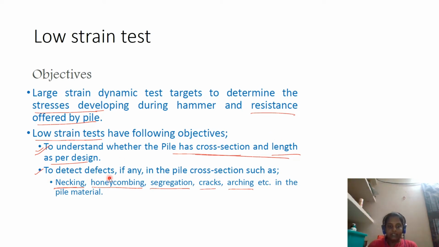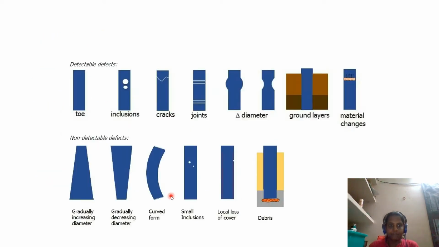So to detect the defects, if any are present, like necking, honeycombing, segregation, cracks, arching. So these are the various issues that we may face when we cast a pile at site like this.